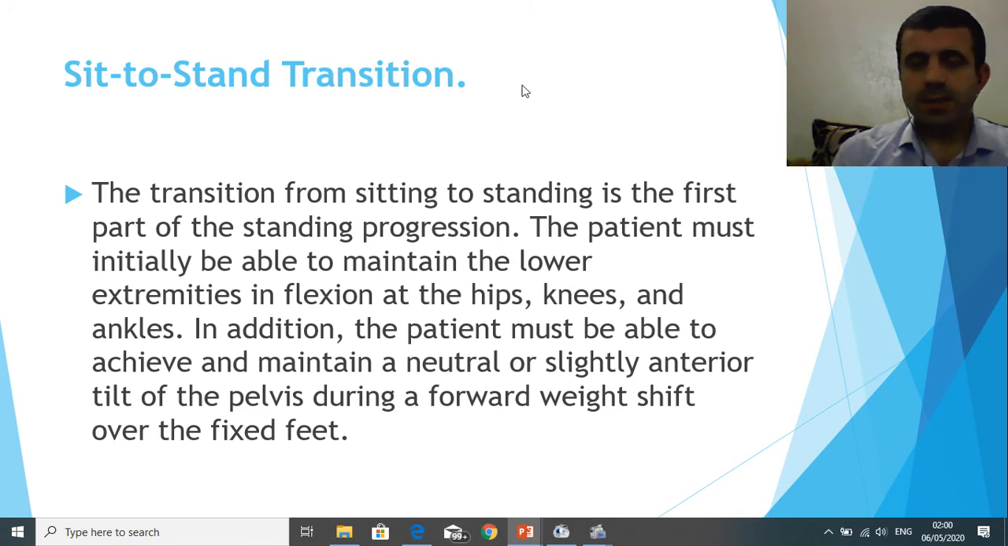of standing, steps. So the patient must initially be able to maintain the lower extremities in flexion at the hips, knees and ankles. In addition, the patient must be able to achieve and maintain a neutral or slightly anterior tilt of the pelvis during a forward weight shift over the fixed feet.